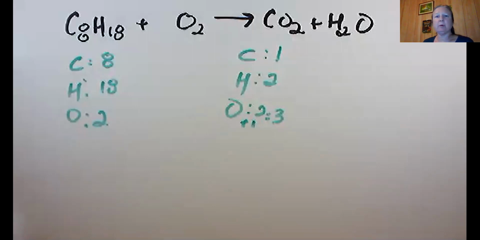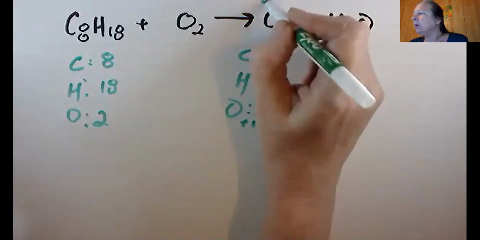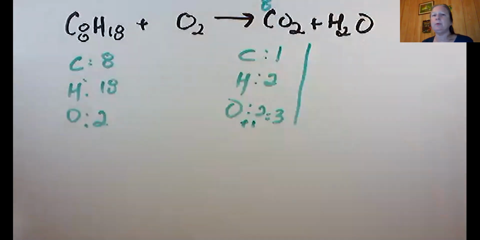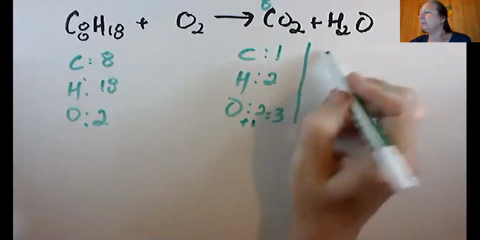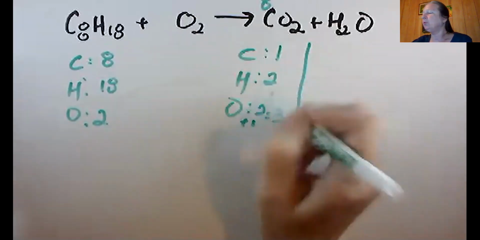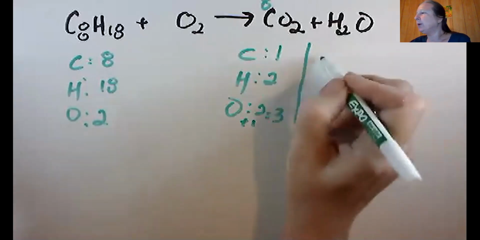Okay, I'm going to start with my carbon. I have 8 here, 1 there. So I'm going to put 8 up here. I always redo my numbers when I make a change. If you just try to change 1 or 2, it can lead to confusion. It's just much better to rewrite everything.